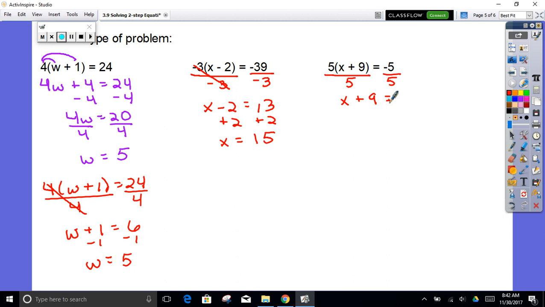1. Negative divided by positive. Okay, now what? And then we would, wait, that would be our answer, wouldn't it? No, we're not done. We have to have x by itself in order to have the answer. We have to get rid of the plus 9. How do we get rid of the plus 9?